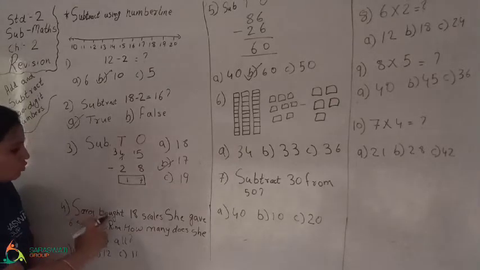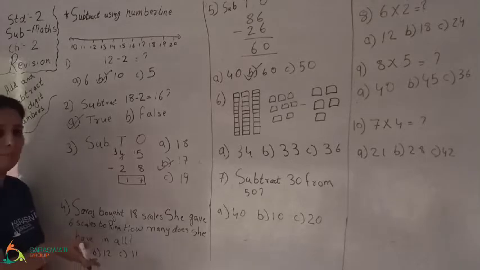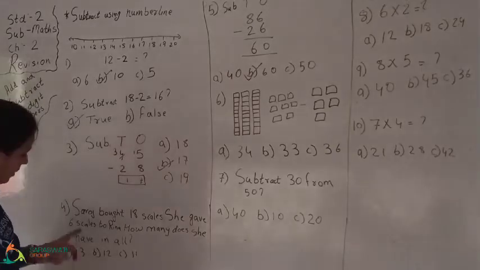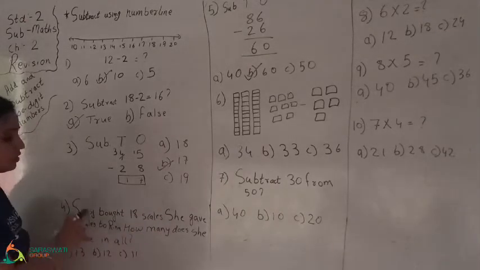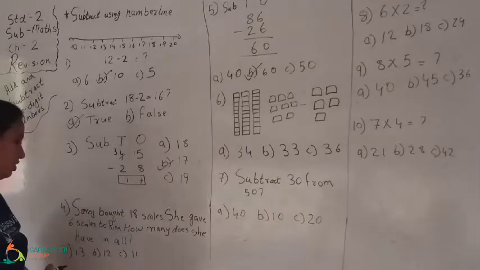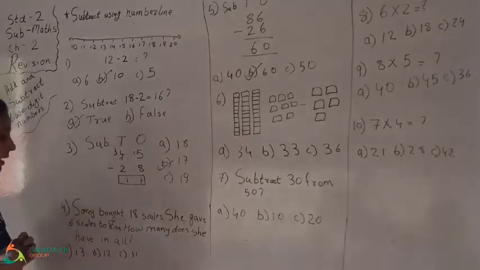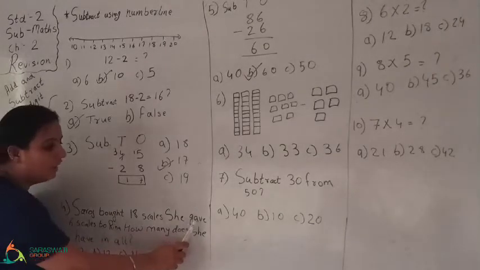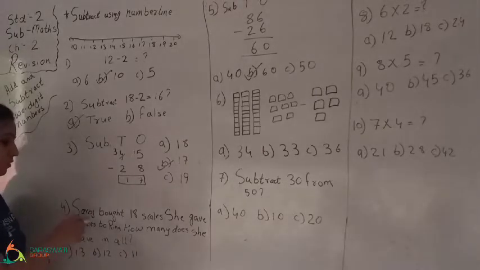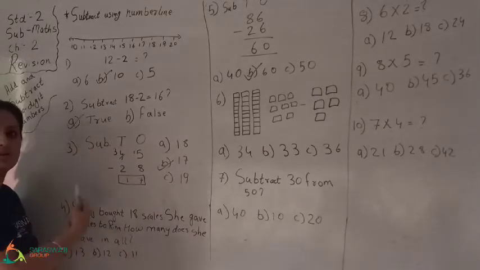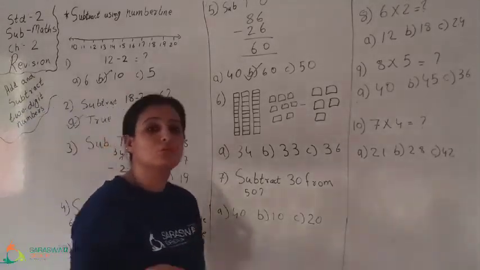Saroj bought 18 scales. These questions are word problems, or story sums you can say. Saroj bought 18 scales. She gave 6 scales to Reena. How many does she have in all? So 18 में से आपको 6 deduct करने हैं. Why? Because जब भी word gave आया, it means देना. देना means subtract करना. Okay. So इसमें आपको क्या पता चला कि this question is of subtraction. So उसके पास 18 scales थी, उसमें से उसने 6 दे दी.